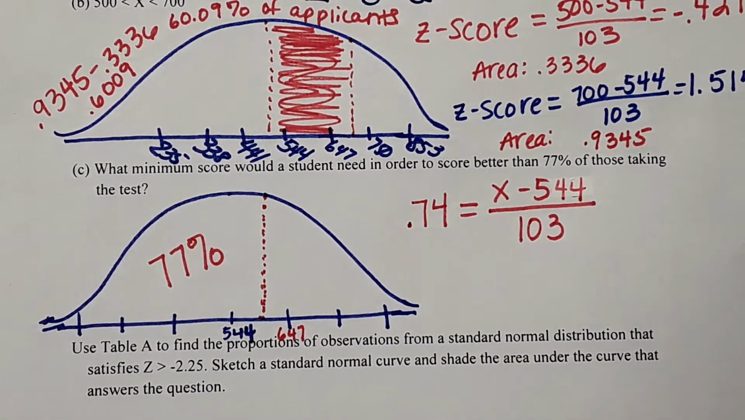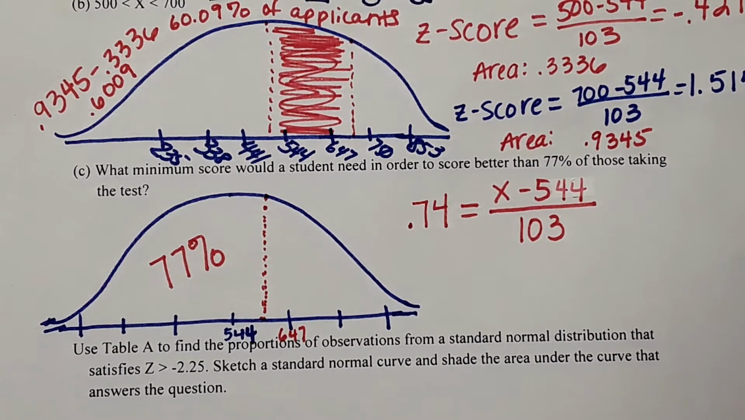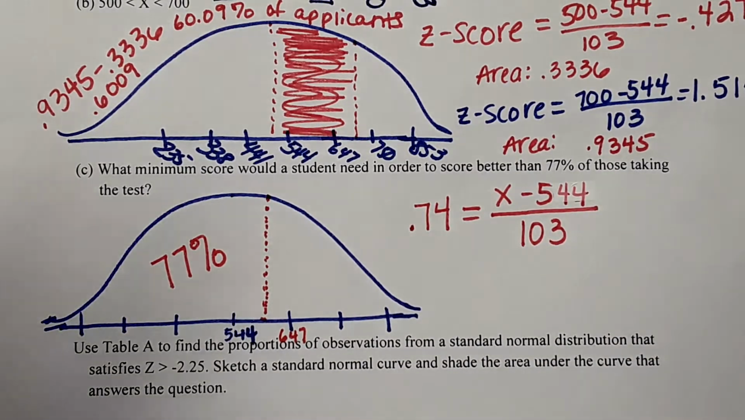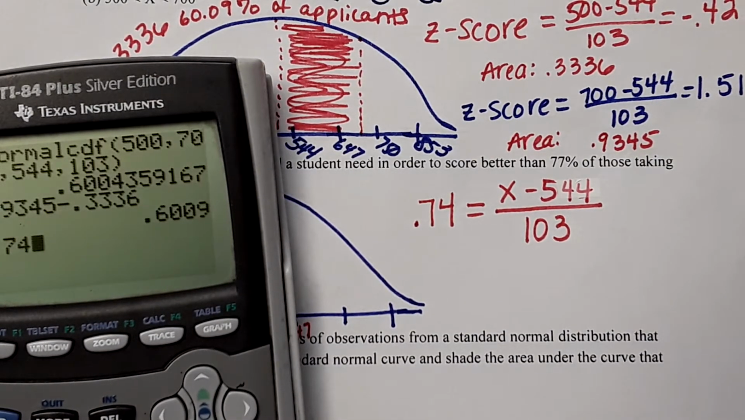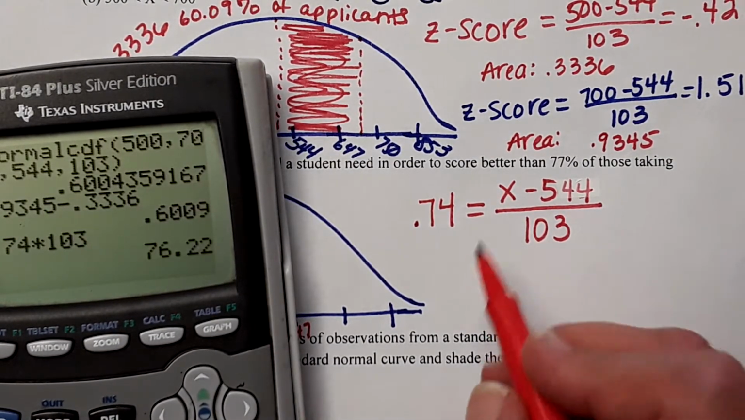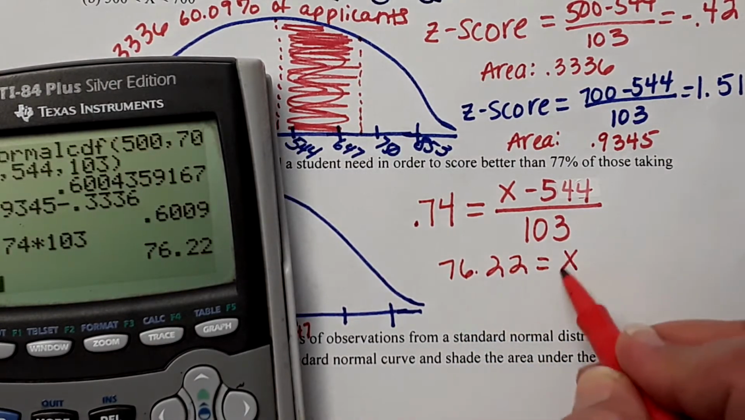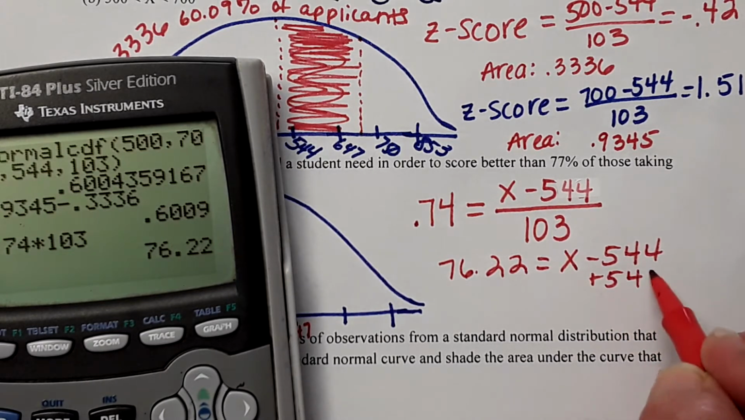Okay. Now, how do we do this? Do you guys remember? Yes, exactly. Algebra. So we're going to do 103 times 0.74. 0.74 times 103 is 76.22 equals X minus 544. I'm going to add 544.